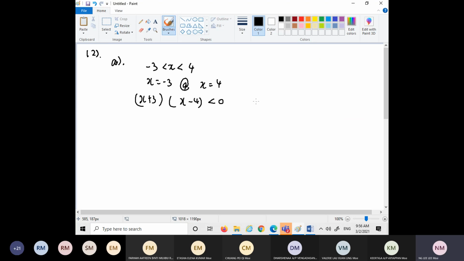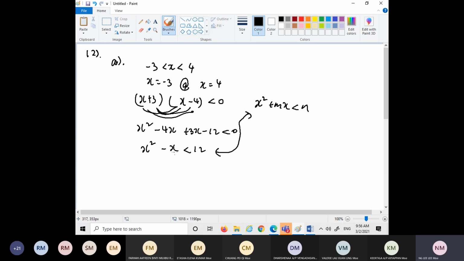So they want you to find this x squared plus mx plus n. Okay, so you expand this one first, then do comparison. Expand this, x times x, x squared, then -4x plus 3x gives -x, and then -12. The constant term you drag to the right hand side, so -12 becomes a positive 12. Then you can compare already. Therefore m is -1, and n is 12. This is how you compare.